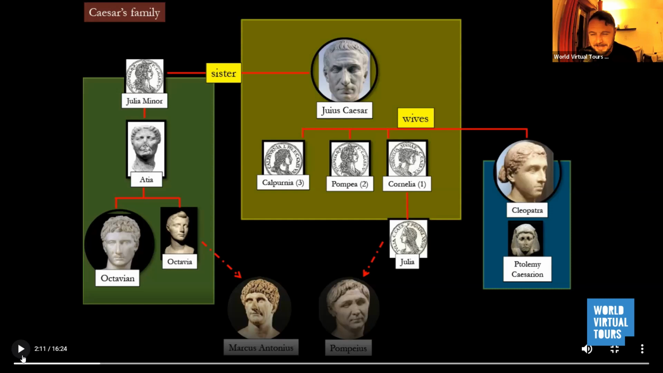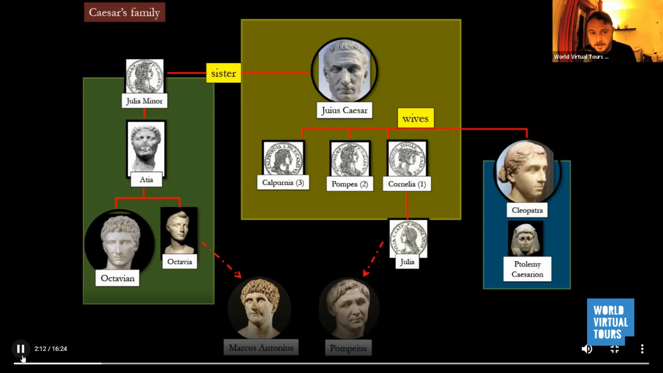This is a complicated slide that shows you the family tree of Julius Caesar, okay? So you see Julius Caesar in the middle, down to the picture of Caesar, you see Calpurnia, Pompeia, and Cornelia, the 3 wives Julius Caesar had. We also added Cleopatra. Cleopatra married Caesar, but in Egypt, so the Romans never recognized that wedding officially, okay? And you notice that Caesar also had a sister, Julia Minor. Julia Minor had a daughter, Atia, and Atia had a son, Octavian Augustus. So this is just a way for me to introduce you the family, but now we're moving through the story, and you're going to know some of these protagonists much better.